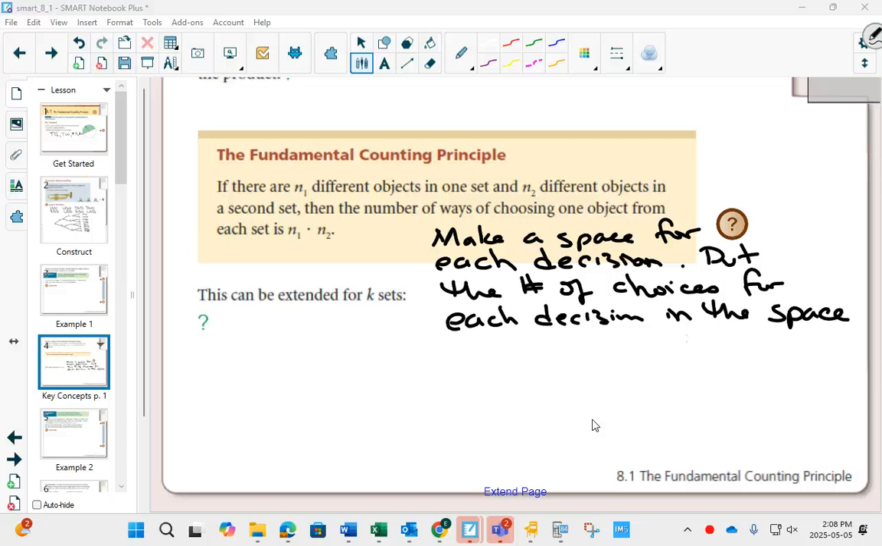Can you see for our coin flip and spinning, there's only 2 decisions. What's going to happen to the coin? What's going to happen to the spinner? And they each had 2 choices, giving us 4 in total. And now we're going to go to example 1.